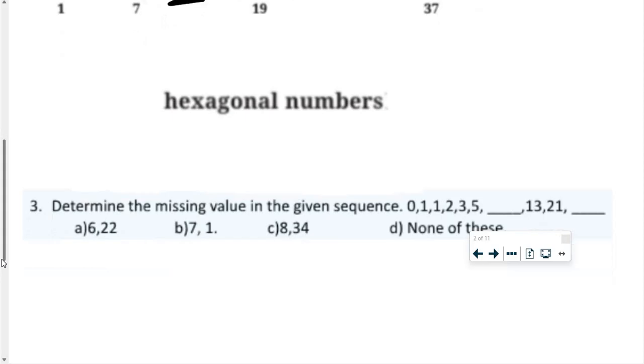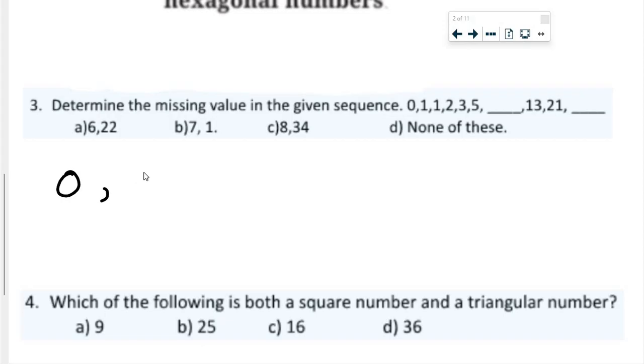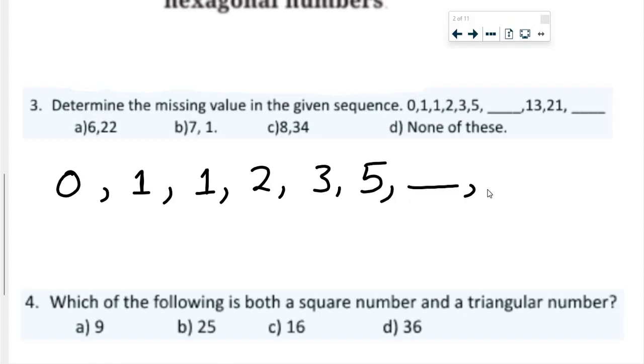Question number 3. Determine the missing value in the given sequence. We have 0, we have 1, we have 1, we have 2, we have 3, we have 5, we have the missing number, then 13, 21, and then we have the missing number.